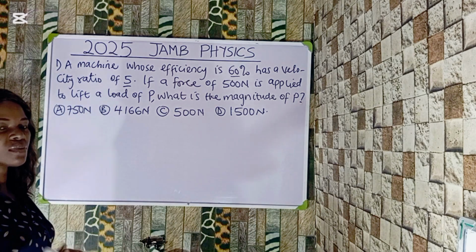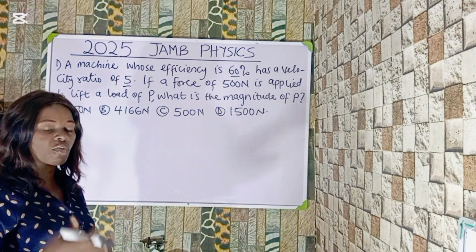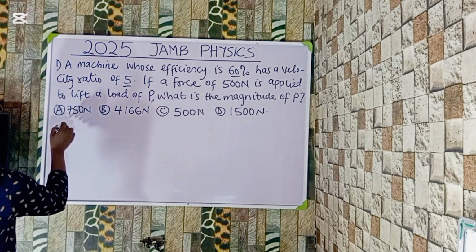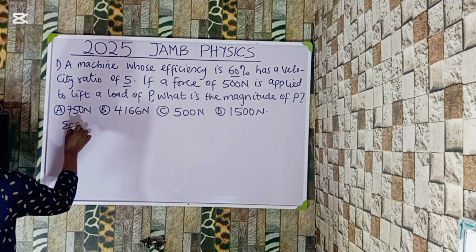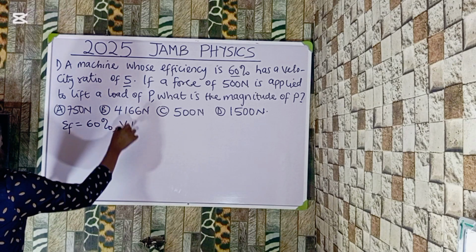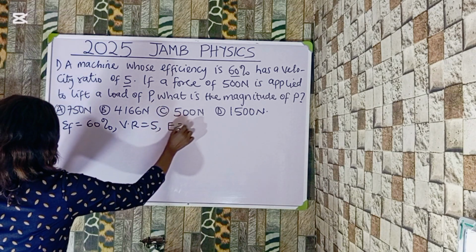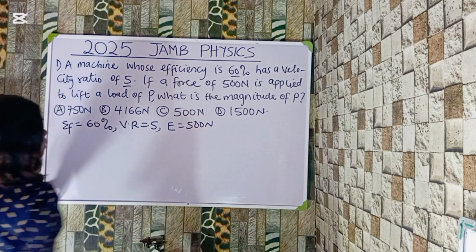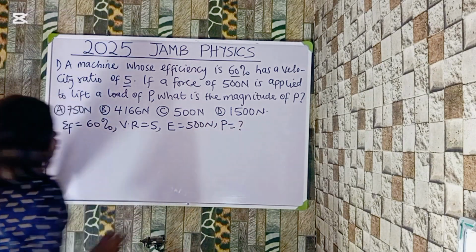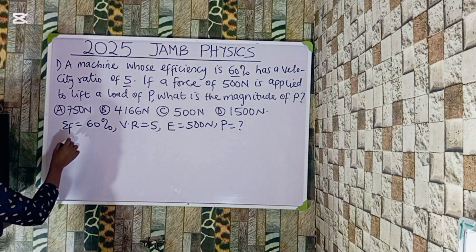1,500 Newton. So the first thing we are going to do is to state our parameters given. After that, we are going to look at the most likely formula that we are going to use to solve this particular problem. So let's go. Efficiency is equal to 60%. The velocity ratio is equal to 5. Our effort is given as 500 Newton, and we are looking for the magnitude of P. P happens to be our load.